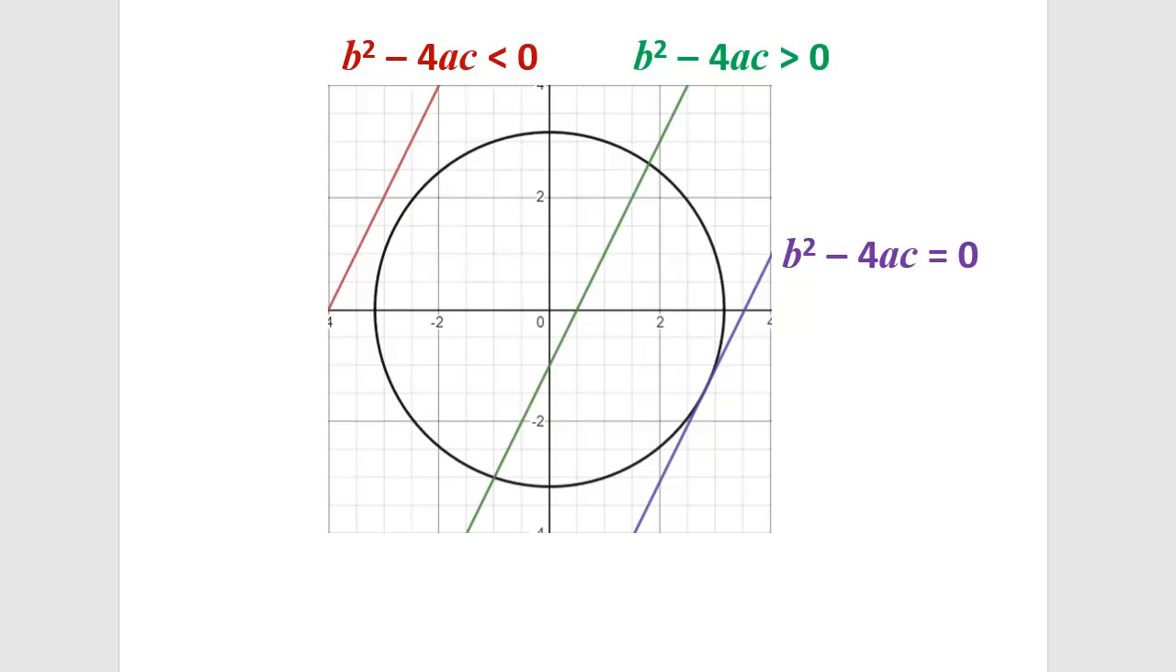That's basically all you need to do. We solve as normal, and then we check whether the discriminant is greater than, less than, or equal to 0.